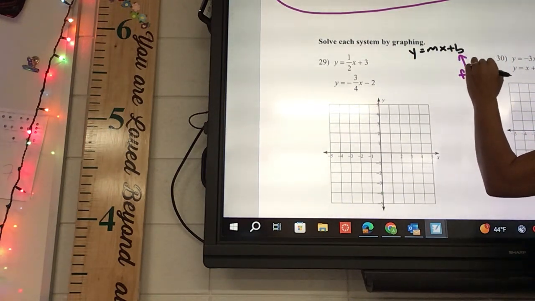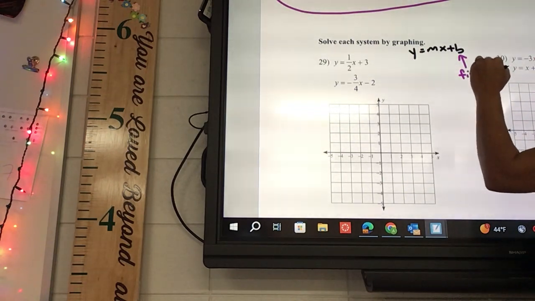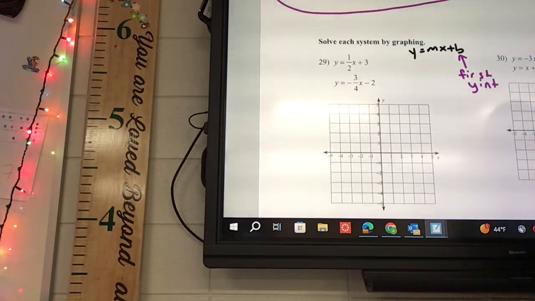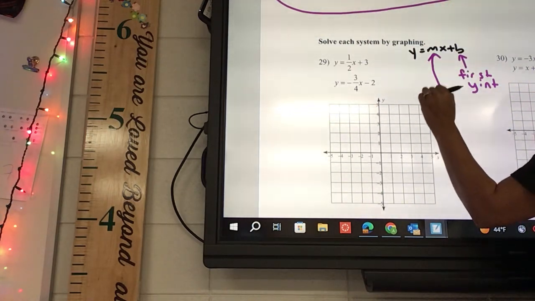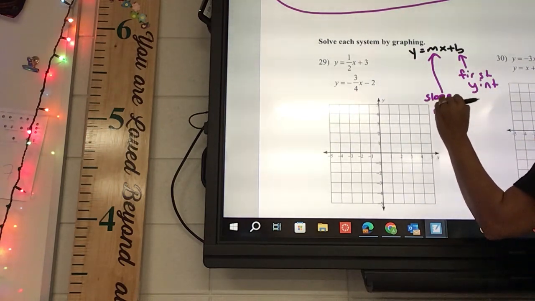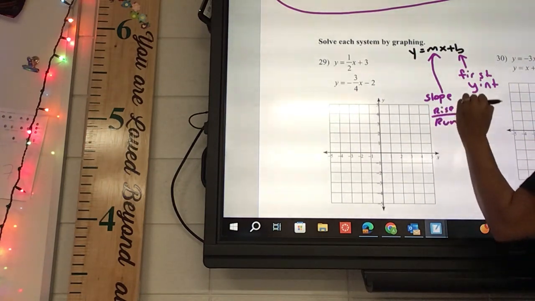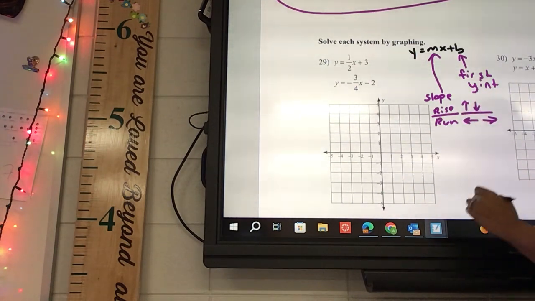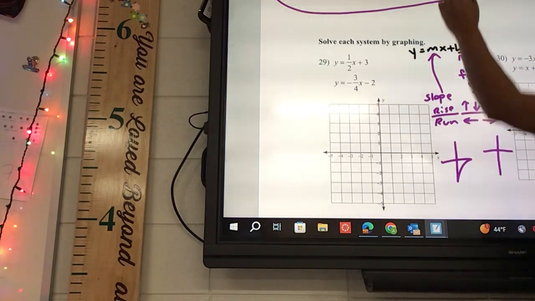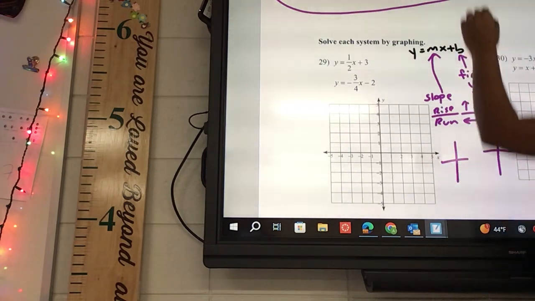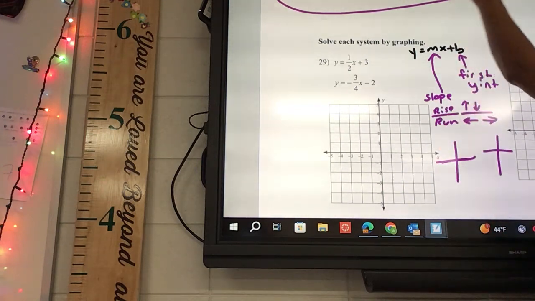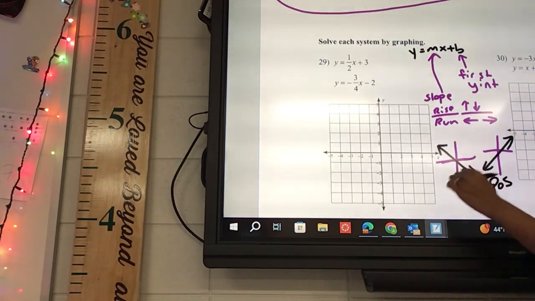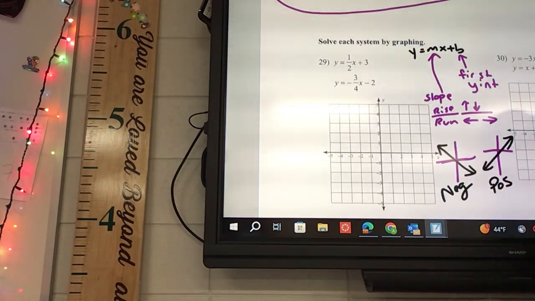We graph first. Okay, and that's my y-intercept. Okay, this is my slope, or my rise over run. That's how much do we go up or down versus how much do we go left or right. And then the last little bit of information, which again, we've already done this on the front page, is this is a positive line and this is a negative line. Okay, so take a second, pause the video.